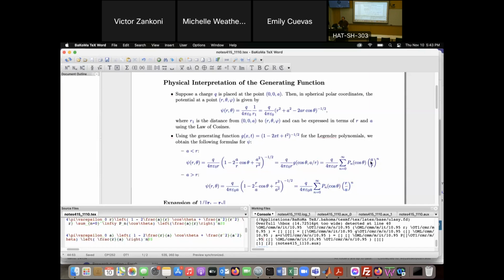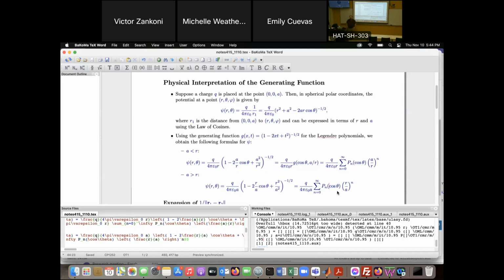The reason we do that, one way versus the other, is to make sure the series can converge. Now, if this factor, the Legendre polynomial Pn of cosine theta, wasn't there, then what you have is just a geometric series. For a geometric series to converge, whatever you're raising to the nth power has to be strictly less than 1 in magnitude. That's why we use a over r if r is greater, and r over a if a is greater.